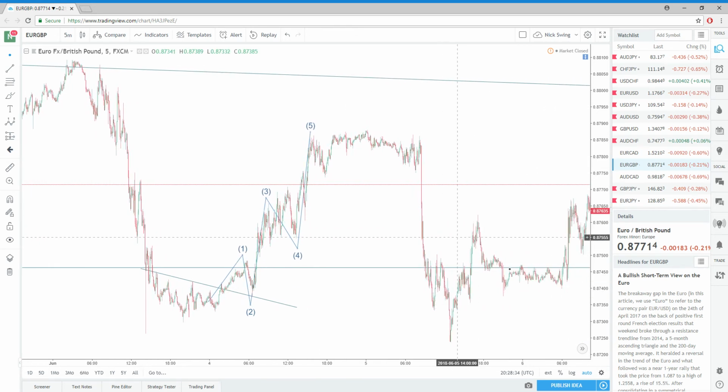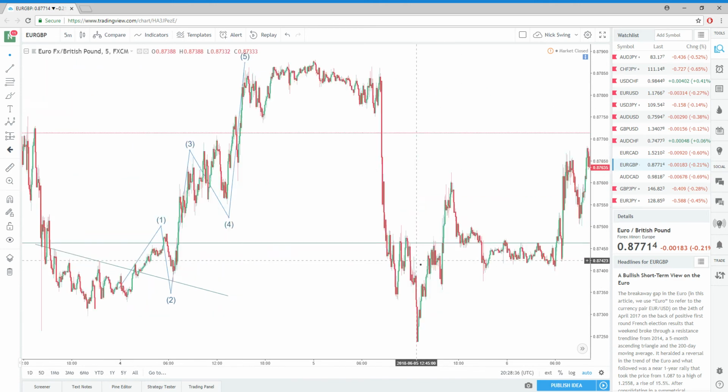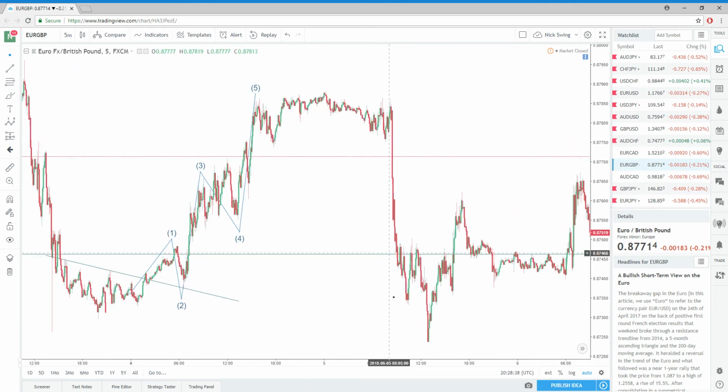Now, like I said, this pattern doesn't always work out, because look, we had an impulse move right here and then a pullback, 1, 2. Then we had another impulse move, 3, but then it came back and ended up screwing around.